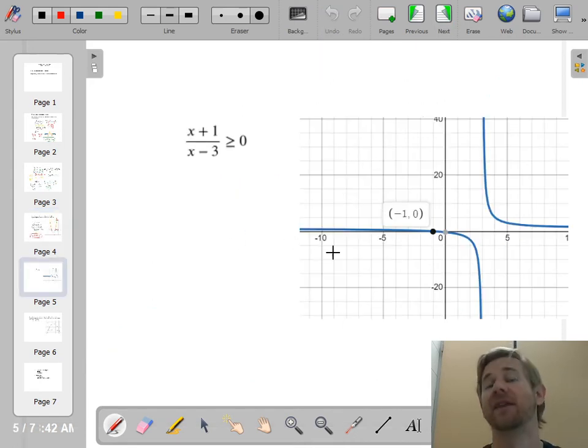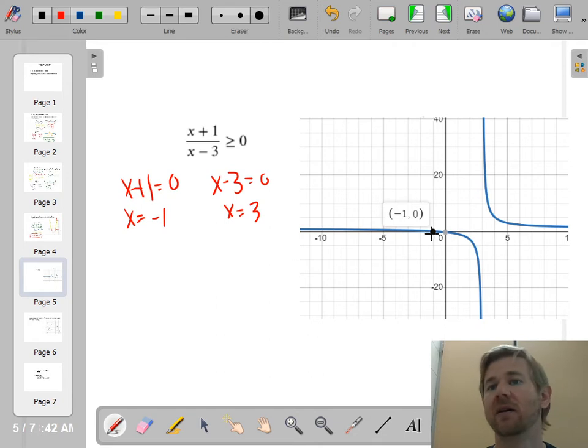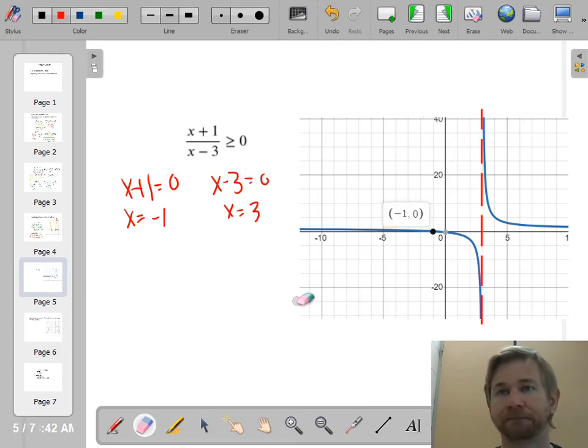Let's try another one. I've got my graph here. I'm going to set my numerator equal to 0, and I'm going to set my denominator equal to 0. X minus 3 equals 0. So I have things happening at -1 and at +3. This is a 0. Yep, we got it. What's happening at 3? Oh, that is a vertical asymptote. Okay, so it's still something we got to pay attention to, but it's not a 0.